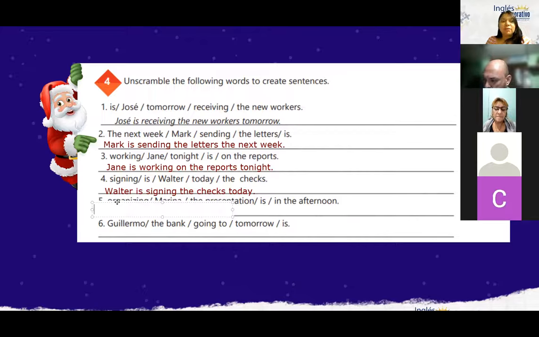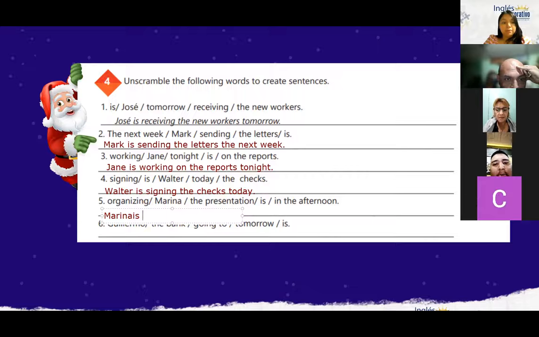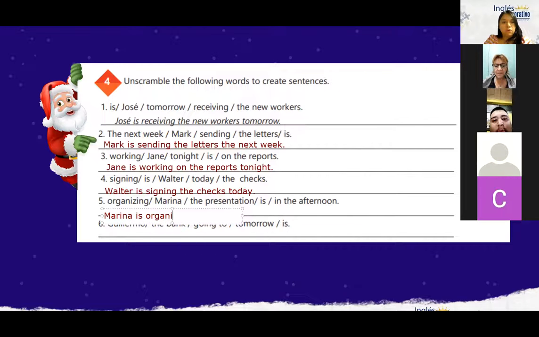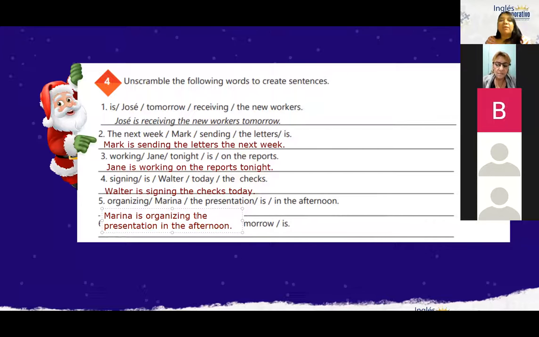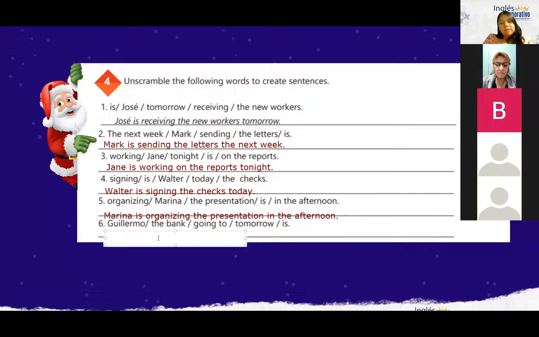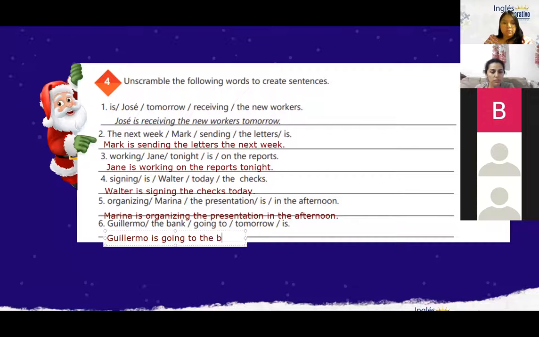Okay. Number five. Marina is organizing the presentation in the afternoon. Organizing the presentation. The presentation. In the afternoon. Excellent. So you see, really simple. It's not difficult, right? What about number six? Guillermo is going to the bank tomorrow. The bank tomorrow. Okay.